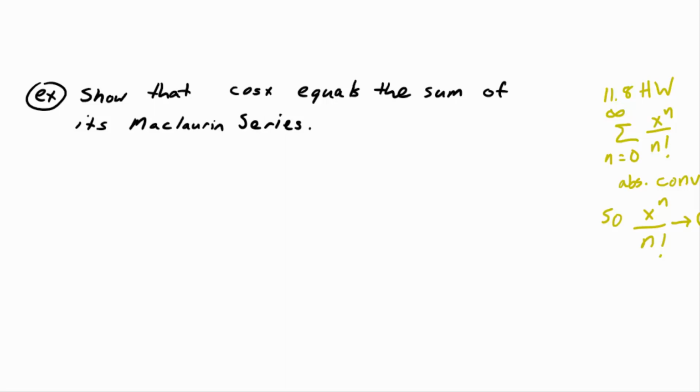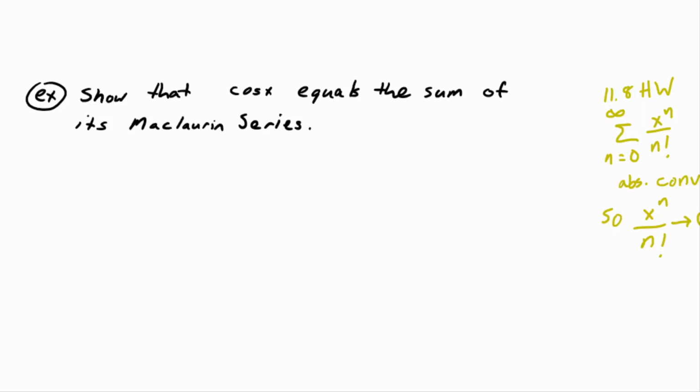Show that cosine of x equals the sum of its Maclaurin series. We haven't actually shown this yet. The upshot of all that discussion above is that if we can show, for cosine of x, that Rn of x goes to 0, then that shows that the Maclaurin series we came up with for cosine of x does in fact converge to cosine of x.